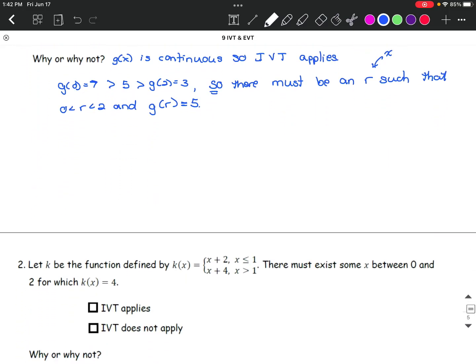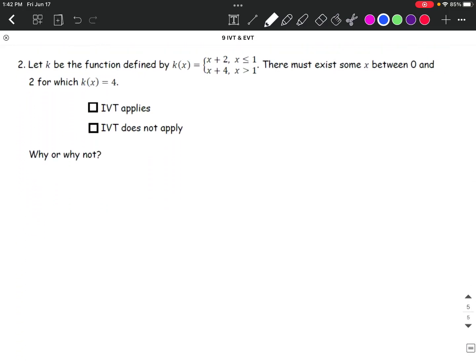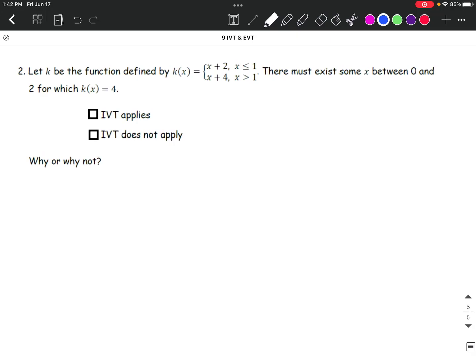Let's try another one. Let k be the function defined by k of x equals x plus 2 when x is less than or equal to 1, and x plus 4 when x is greater than 1. There must exist some x between 0 and 2 for which k of x equals 4. Now I want you to pause and think about what your answer is. Press play when you're ready.